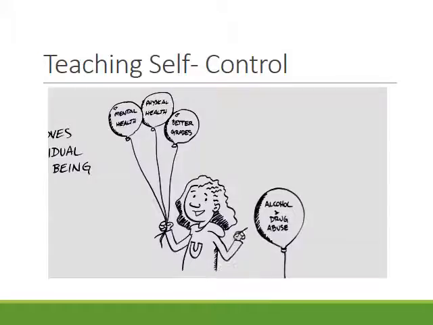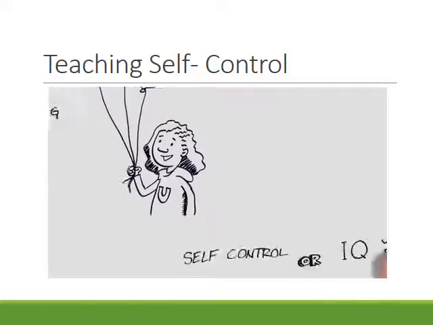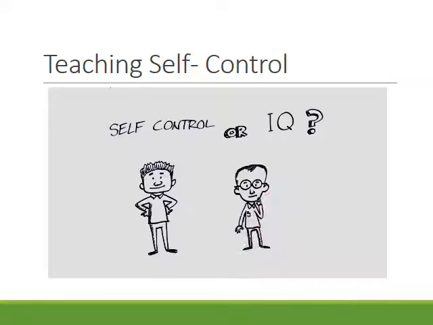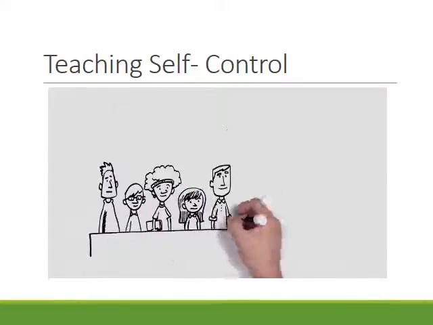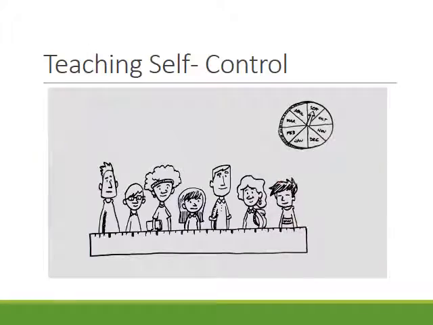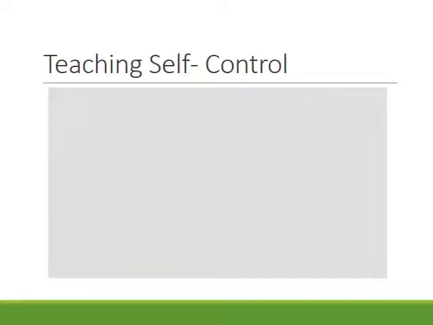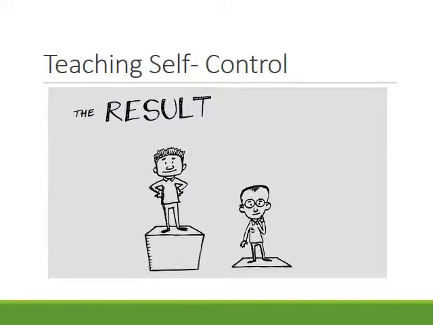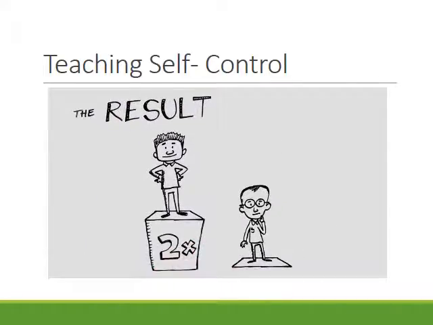To illustrate, one study wanted to see which was more important in predicting success in school: self-control or intelligence. They measured self-control and intelligence at the beginning of the year and then waited patiently to see how well the students did in their classes at the end of the year. The result? Self-control was twice as important as intelligence in predicting academic success.